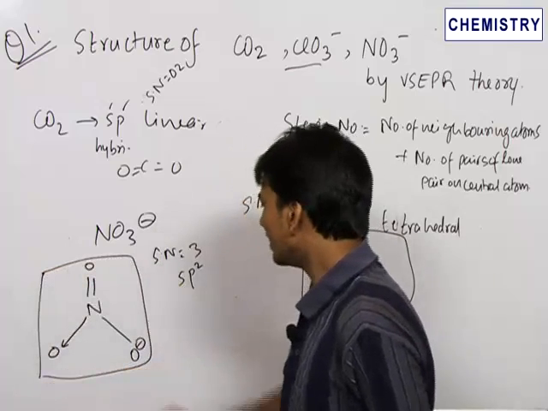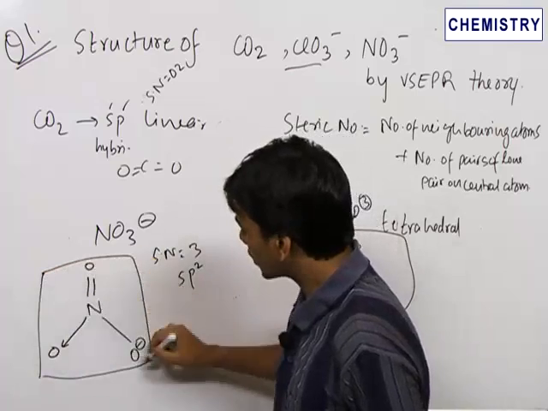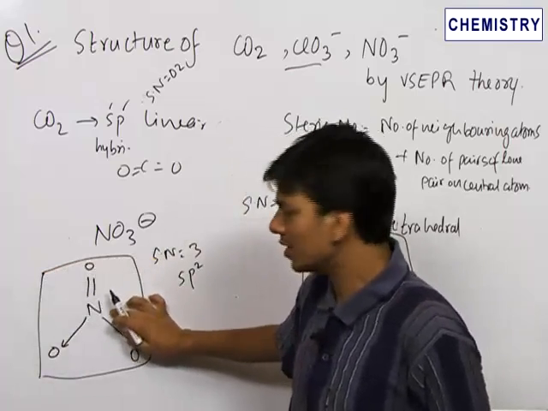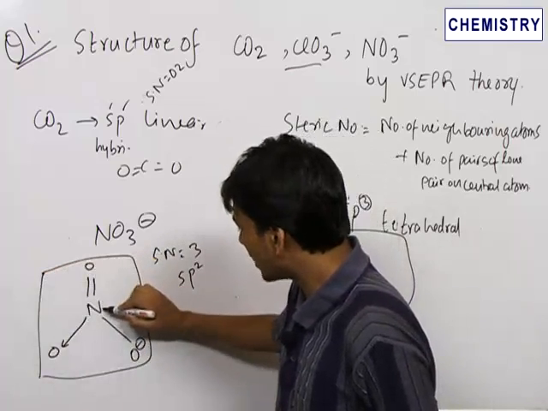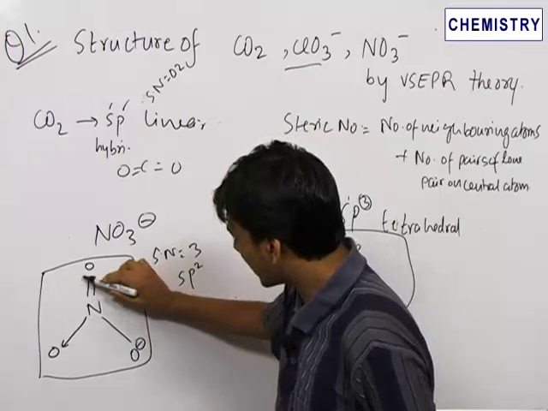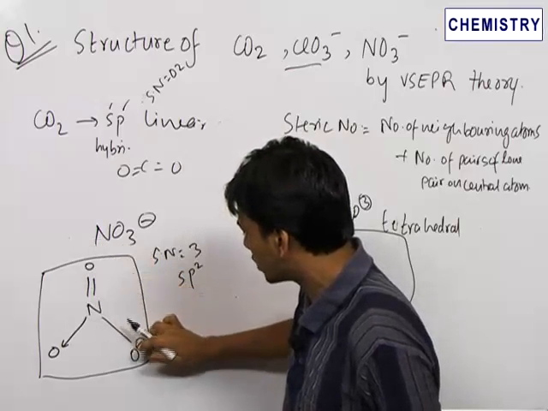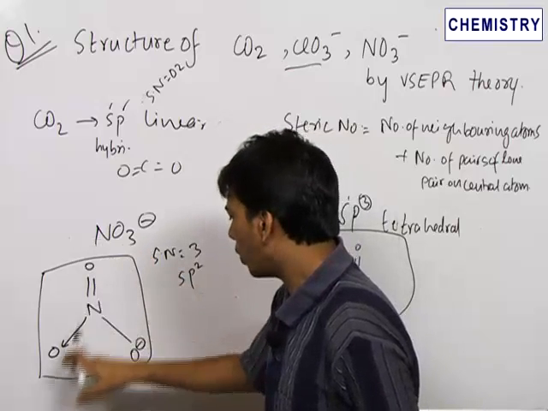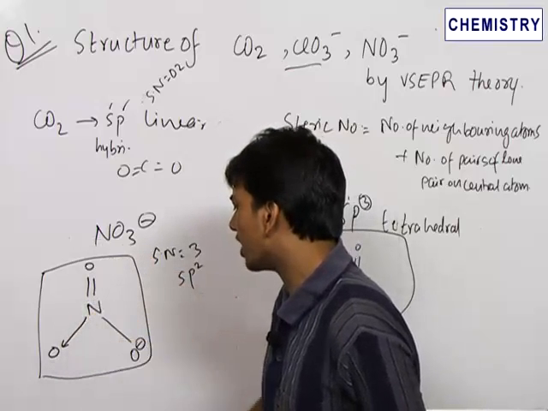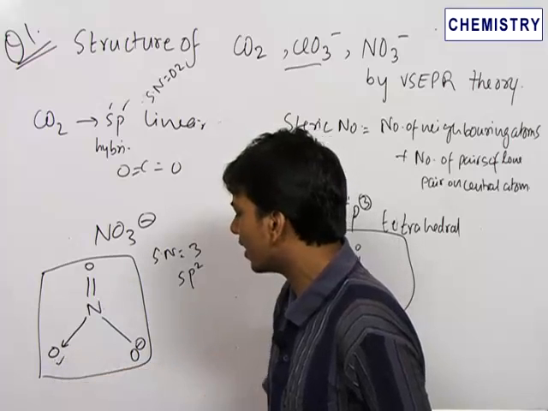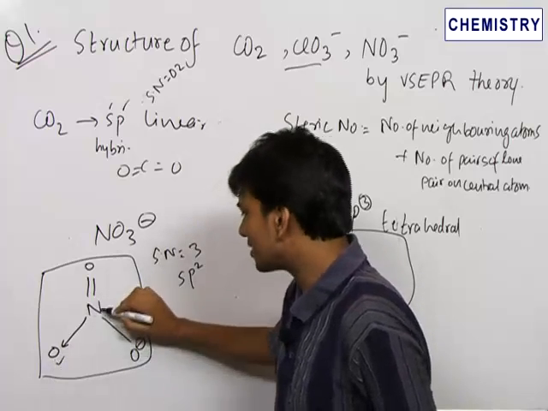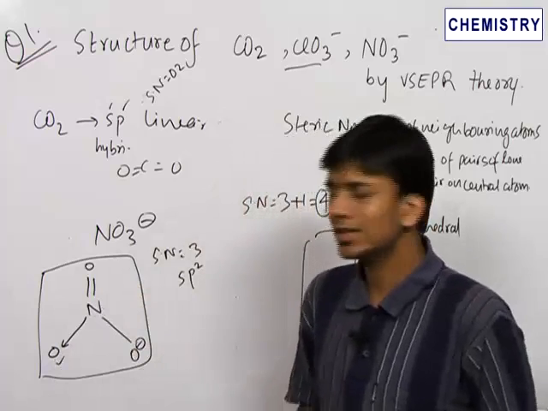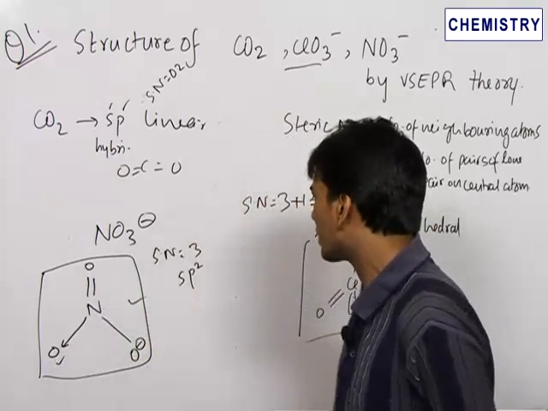Over here we see that the octet of all the oxygen atoms and the nitrogen atom is complete. This nitrogen had 5 electrons initially. It has taken 2 electrons of this oxygen and 1 electron from this oxygen by this single bond. Here is a coordinate bond in which both the electrons are being shared by this nitrogen atom, so that this oxygen also completes its octet, and this nitrogen does not get any extra electrons in its octet. So the final structure for NO3 minus becomes this.